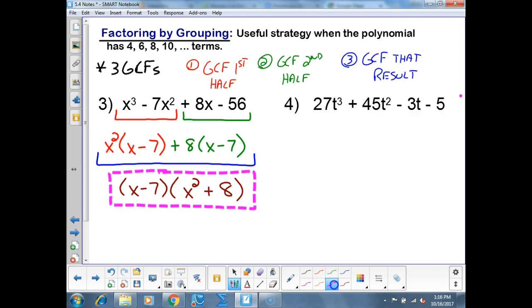Only for me to send it away. Alright? First, I look at my first term. Or the first half, I should say, not my first term. Is there a GCF in 27t cubed plus 45t squared? Bless you. GCF in those two? 9t squared.